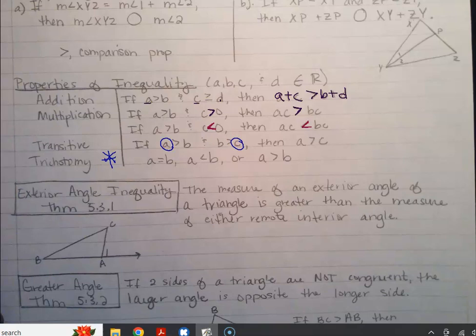Nope, I like it. All right, so the exterior angle inequality theorem says the measure of an exterior angle, so we're talking the exterior angle of a triangle, so angle 1 out here is the exterior, is greater than the measure of either remote interior angle. Where are my remote interior angles?